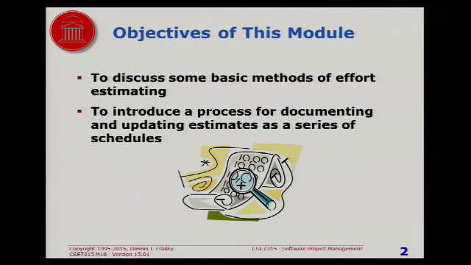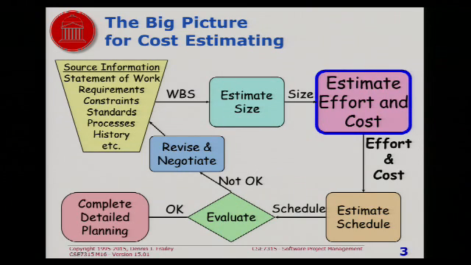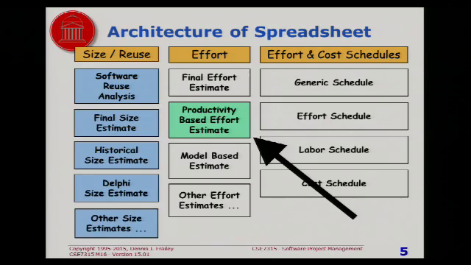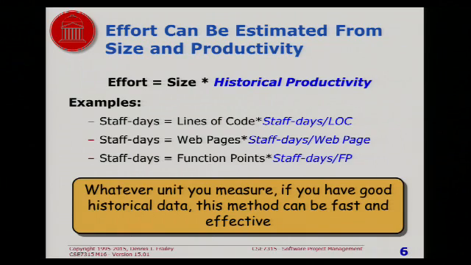Okay, we're going to talk about basic methods of effort estimating, and then I'm going to talk about a process for documenting and updating your estimates. So we're in the estimate effort box. The first method of estimating is very simple. You compare with your previous experience. It's the first and most basic method of estimating effort. You take the size estimate and multiply or divide by the historical productivity depending on how you record it. So if you record staff days per line of code and your size estimate is in lines of code, you multiply. If you record lines of code per staff day, then you would divide.